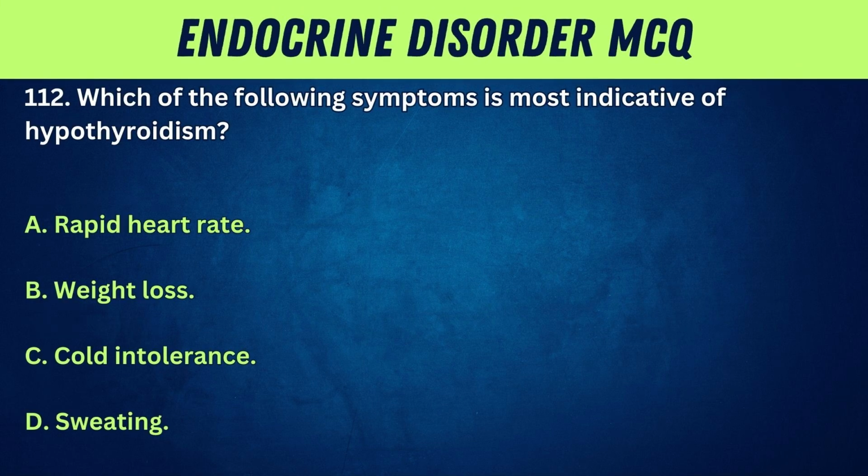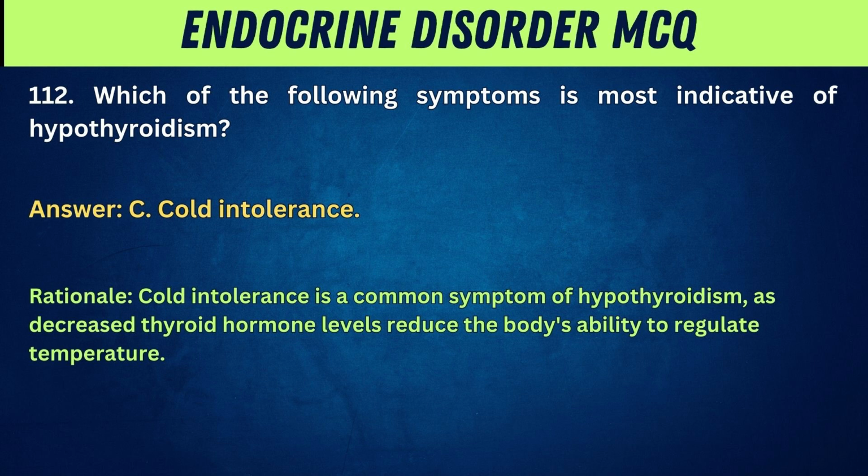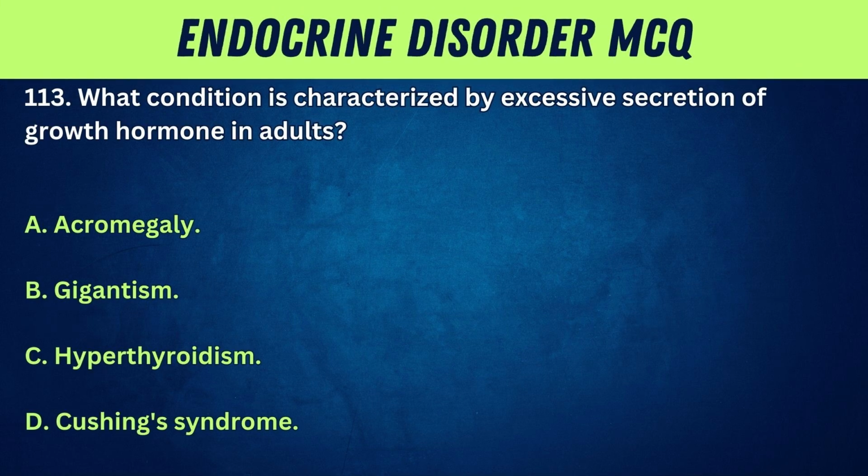112. Which of the following symptoms is most indicative of hypothyroidism? A. Rapid heart rate. B. Weight loss. C. Cold intolerance. D. Sweating. Answer: C. Cold intolerance. Rationale: cold intolerance is a common symptom of hypothyroidism, as decreased thyroid hormone levels reduce the body's ability to regulate temperature.